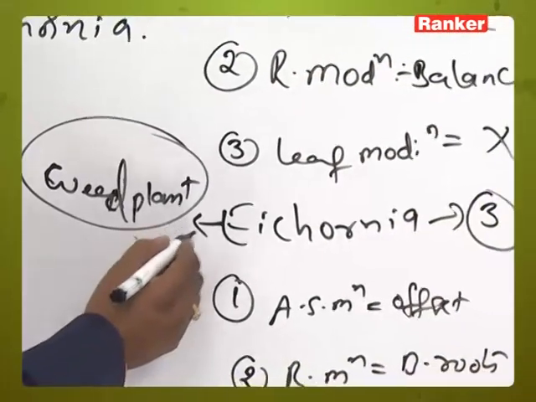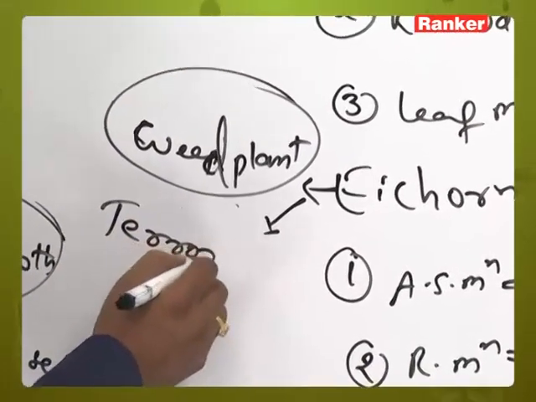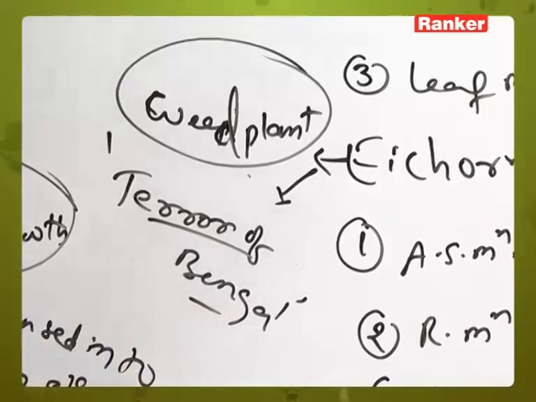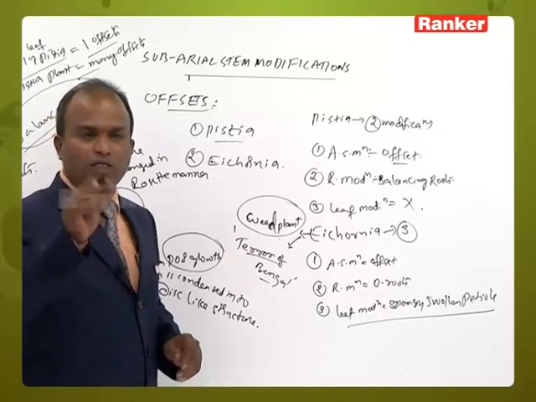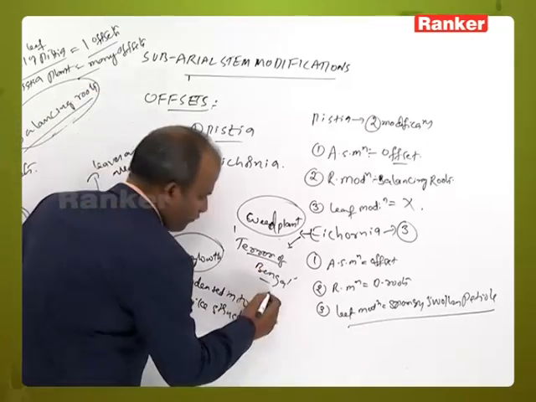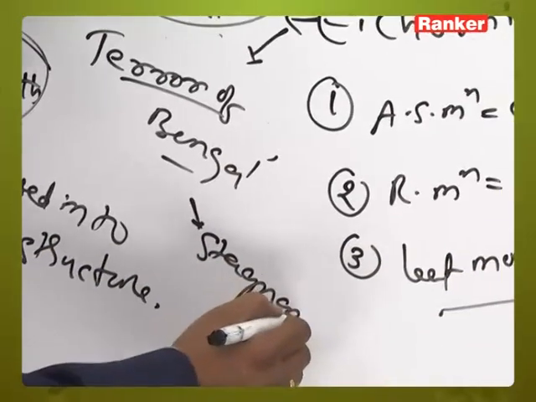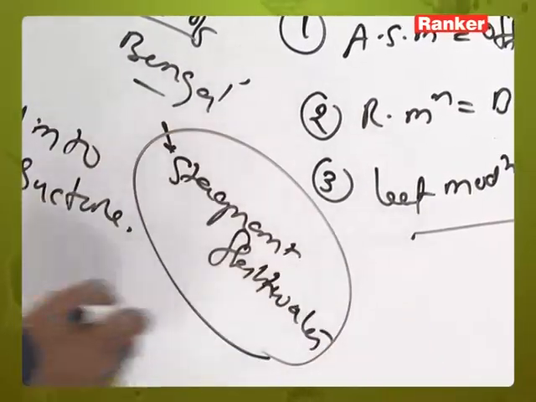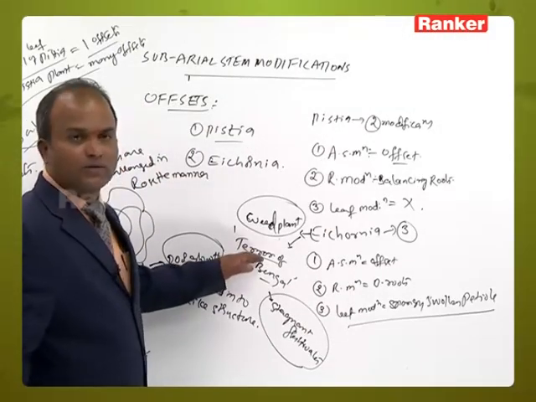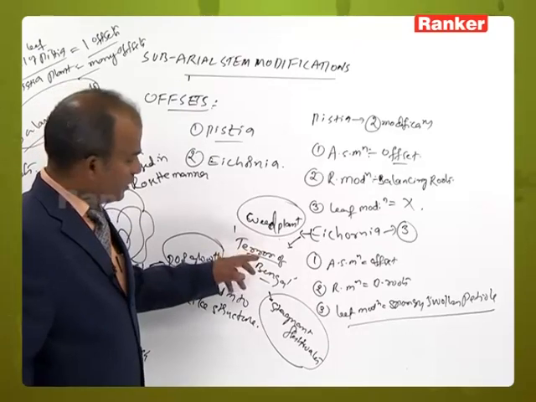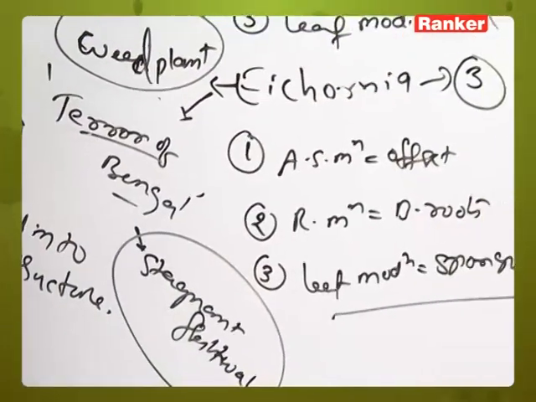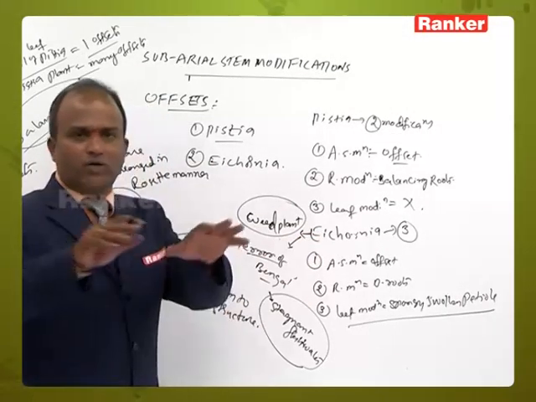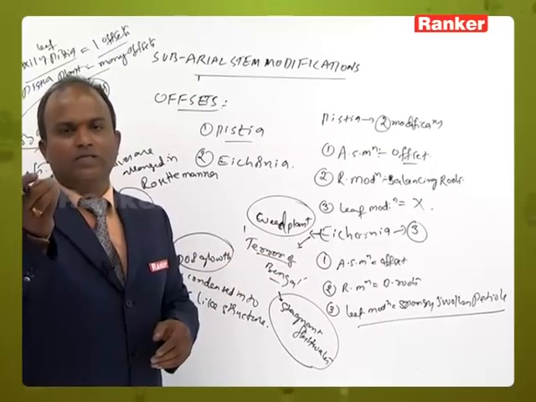Can we call Eichhornia the terror of Bengal? Yes, Eichhornia is called the terror of Bengal. Why? Because in freshwater areas, in stagnant freshwater, the uppermost surface of the water is completely occupied by Eichhornia. If it is developing in stagnant water, we cannot see the water itself.